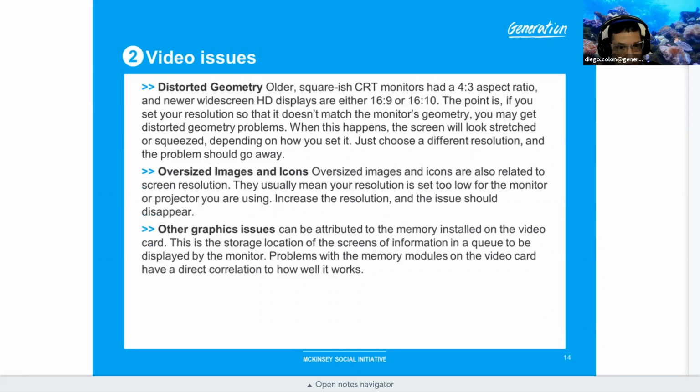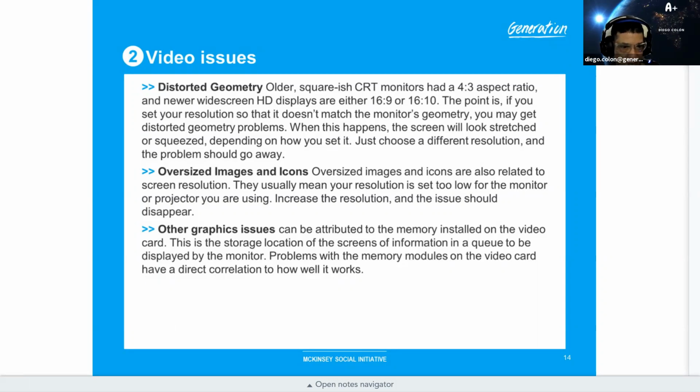Those are the ones that were 4:3 aspect. They look like a square. The newer ones, which are 16:9 or 16:10, have a resolution for the actual monitor. If you don't set it to what it's expecting, it will look horrible. If you try to mimic a 4 by 3 on a 16 by 10, it doesn't look right, and it gives you a distorted geometry kind of view. That's why they usually tell you to use the default resolution. If it is that, just go and try to change the resolution.